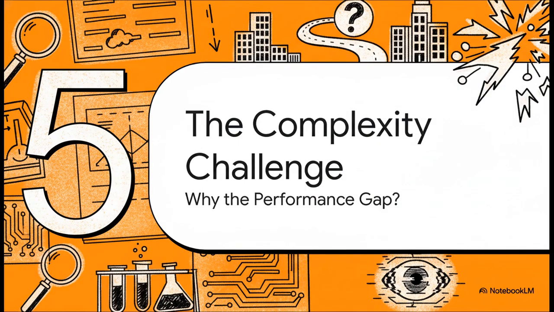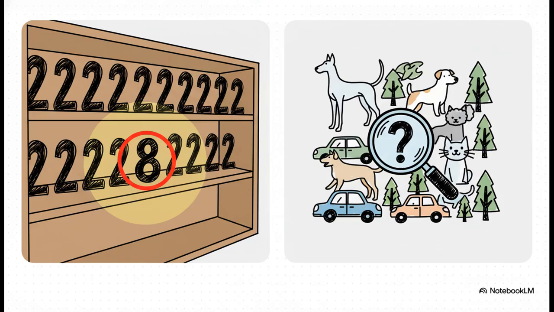So why? Why did our star detective do so well in the clean, simple lab, but struggle so much out in the messy real world? The answer, it turns out, is all about the fundamental difference between these two places. Let's use an analogy. The world of MNIST is like a perfectly organized library. All the handwritten 2s are in one section, all the 8s are in another. Super neat.